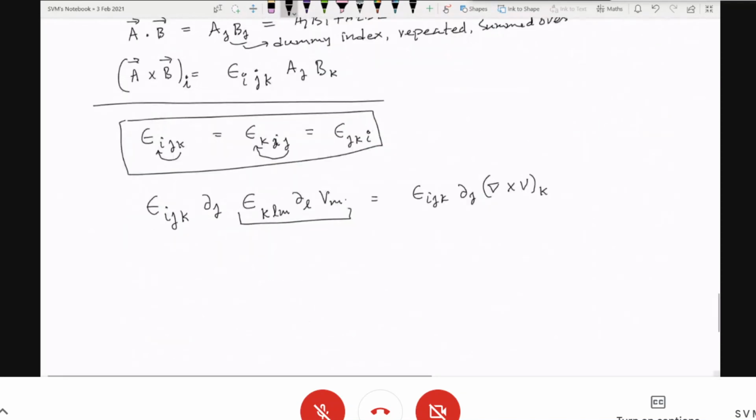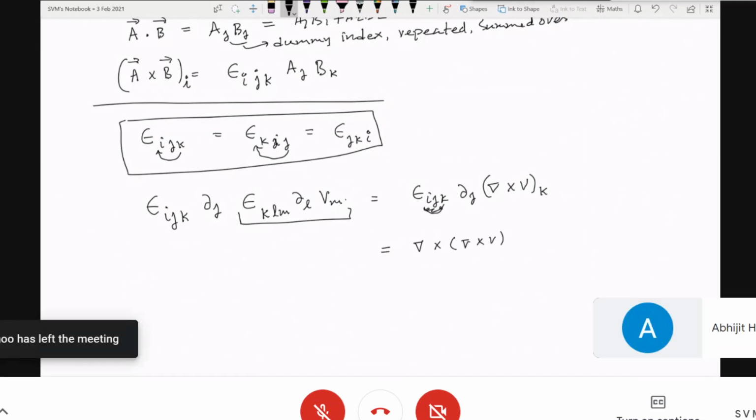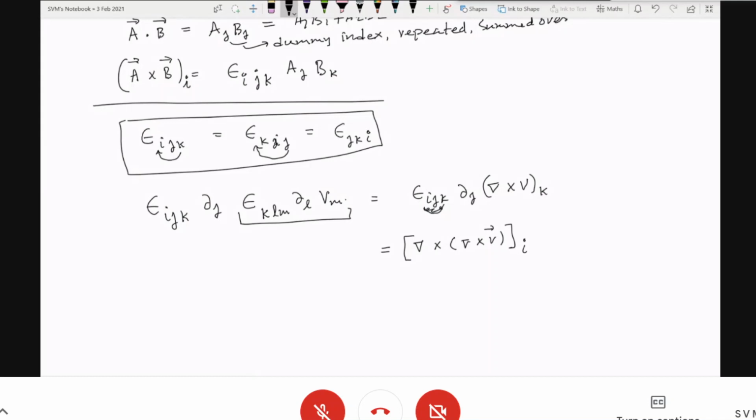Now you look at this one. So I can write this also. Let j and k be there. So there is j here, k here, j here, k here. So this is like another cross product. So this is del cross V of ith element. Because what is the free index? k is repeated, j is repeated, so i is there. So it is the ith element of del cross del cross V. That is gradient of divergence of V minus Laplacian of V.